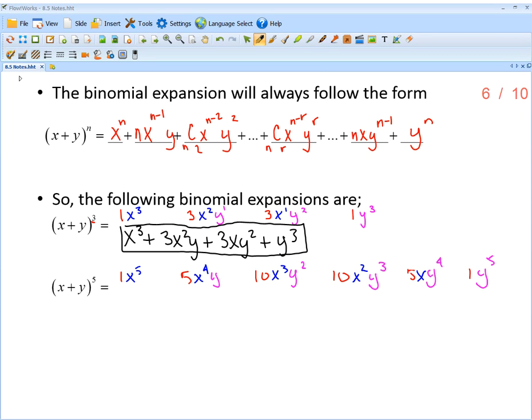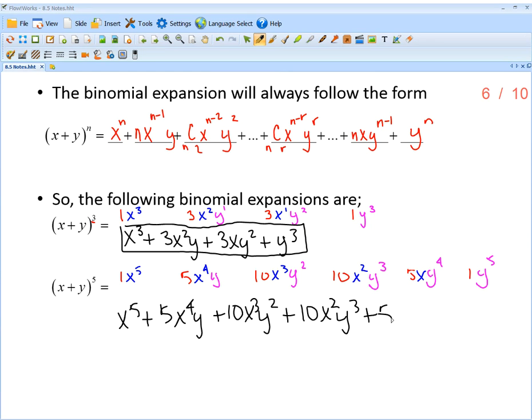You are going to have to be very organized with these, so I get x to the 5th plus 5x to the 4th y plus 10x cubed y squared plus 10x squared y cubed plus 5xy to the 4th plus y to the 5th.